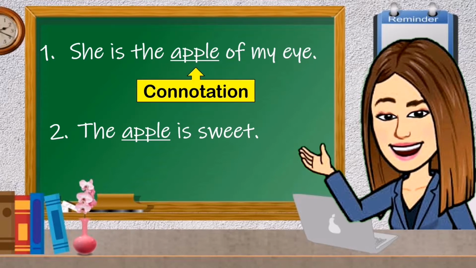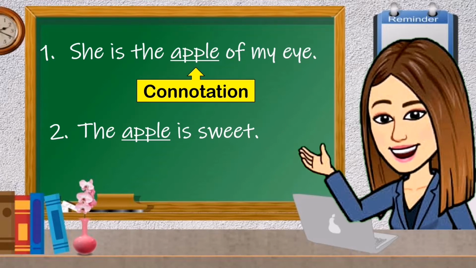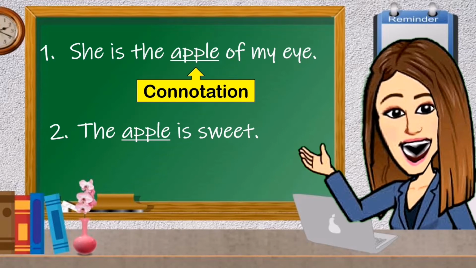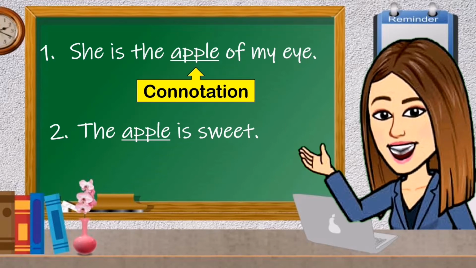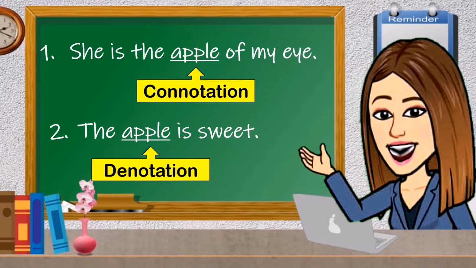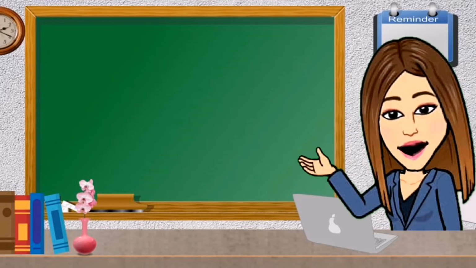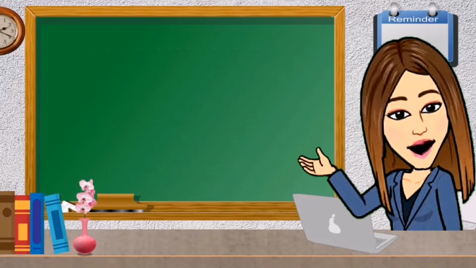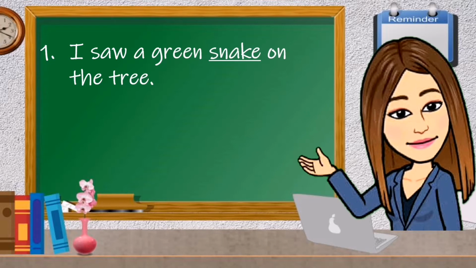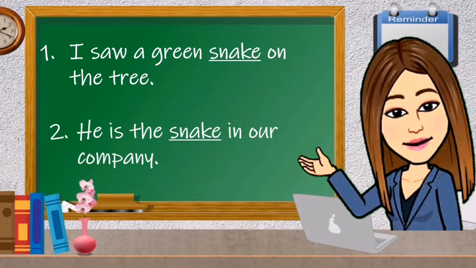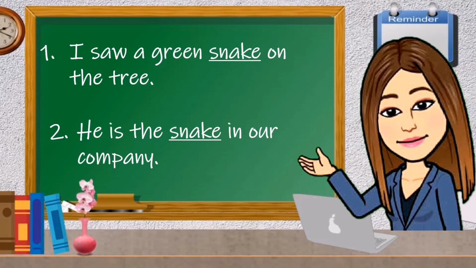The correct answer is, the first sentence is an example of connotation because the word apple means very important or favorite. While in the second sentence, the word apple refers to the literal meaning of the word, which means a kind of fruit. Next set of sentences. I saw a green snake on the tree. He is the snake in our company. Which sentence is an example of denotation and example of connotation?